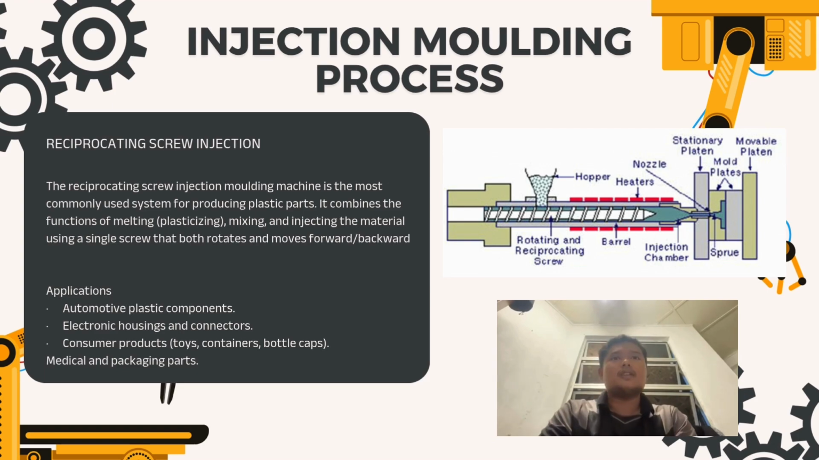Okay, next in injection molding process is reciprocating screw injection. The reciprocating screw injection molding machine is the most commonly used system for producing plastic parts. It combines the function of melting, plasticizing, mixing, and injecting the material using a single screw. The screw rotates and moves forward or backward. Applications are automotive plastic components, electronic housing and connectors, and the last is consumer products such as toys, containers, and bottle caps.